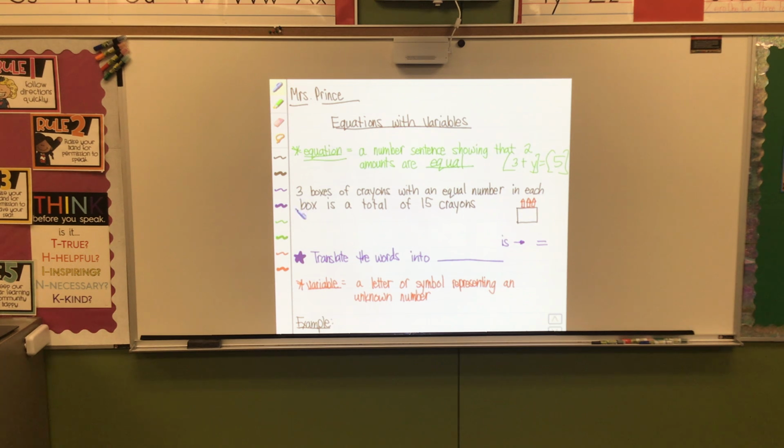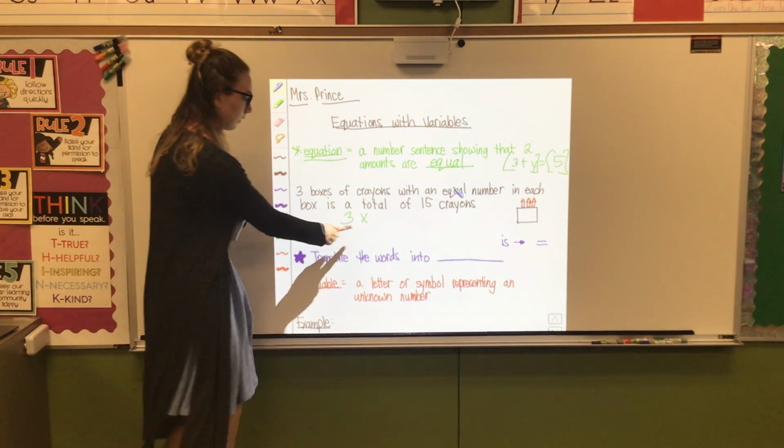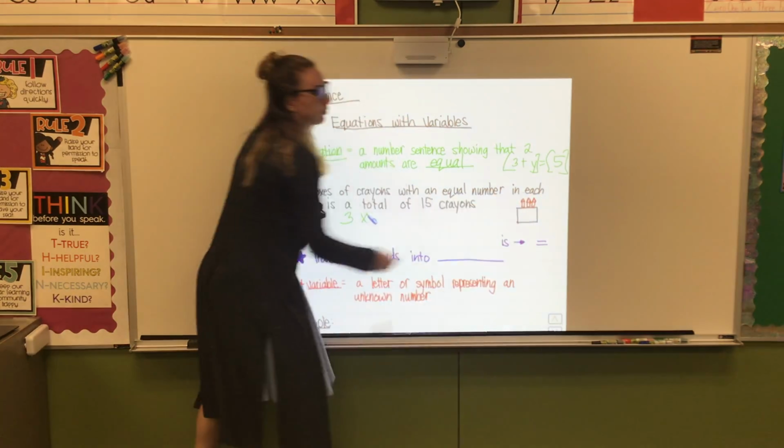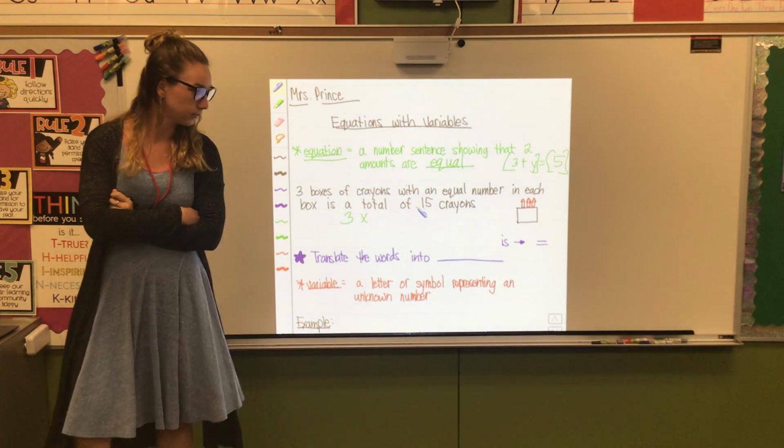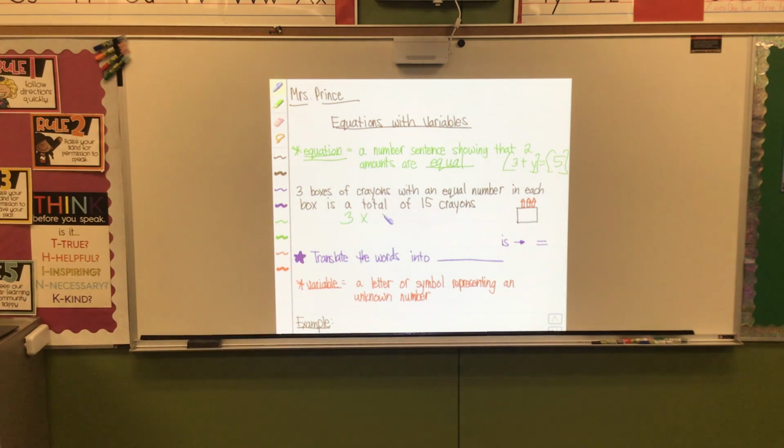3 boxes of crayons, so we have 3 boxes with an equal number in each box. So we don't know how much that is, but we know we're multiplying, and the reason why we're multiplying is because we have 3 boxes times the number of crayons in each box will give us the total of 15. So 3 times, let's call it C, is, so that's where we put our equal sign, a total of 15 crayons. So all we're really doing with these is translating the words into numbers. Okay, and again, remember your "is" is going to mean equals.